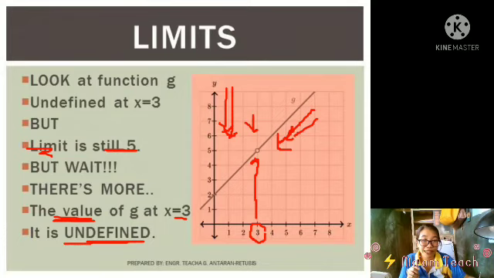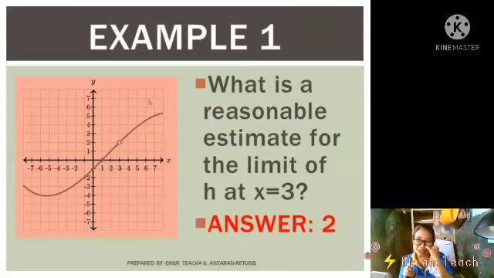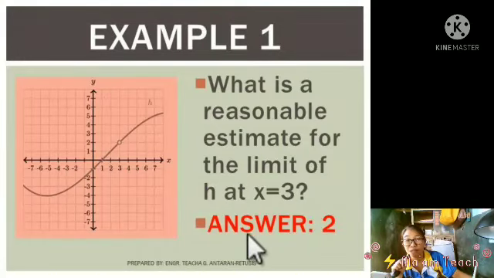We have another example here. Let us practice. Look at the example here. We have function h, and it has a hole at the middle. But take note, class, that our h here is a function, because if we make a vertical line test, it passes. It only goes through one point. So our h here is a function.